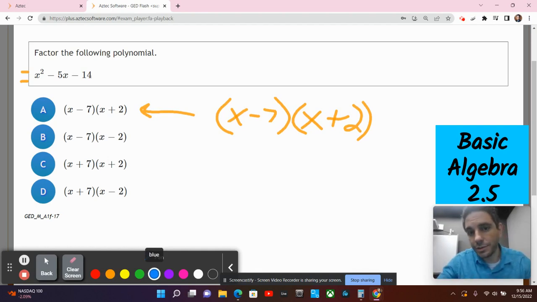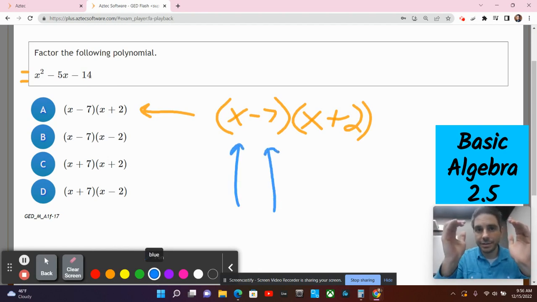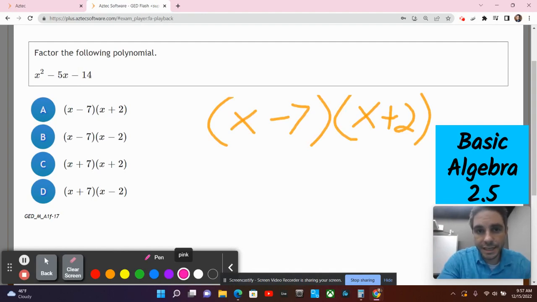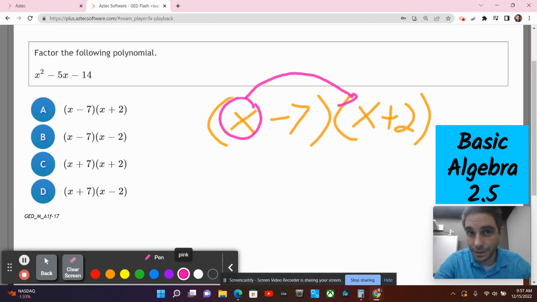Now, how do I actually go about multiplying these two groups of numbers together? Well, each group of numbers has 2 terms contained within the group. So the first group has the term x and the term minus 7. The second group has the term x and the term +2. Essentially, we need to multiply every combination of one term in the first group with one term in the second group. So my first multiplication is going to start with that first term in the first group, x, and I'm going to multiply that with the first term in the second group, which is also x.